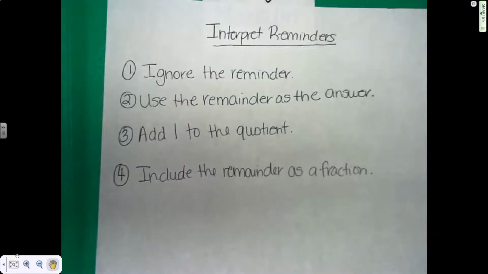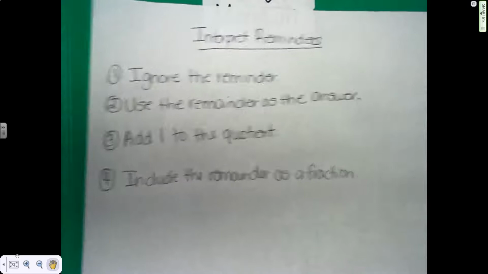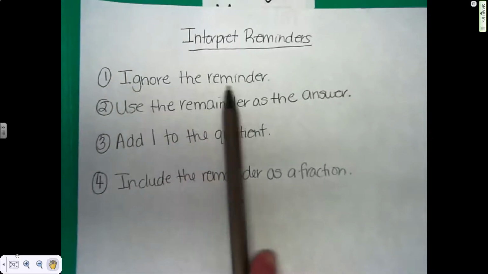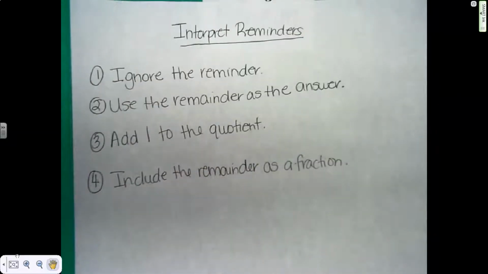Today we talked about remainders and how we can interpret a remainder and what it means in a division problem. So there are 4 things we can do with remainders when we are solving word problems. The first thing we can do is ignore the remainder. If the problem asks us how many full boxes or how many whole boxes, then we might ignore the remainder part of our answer.